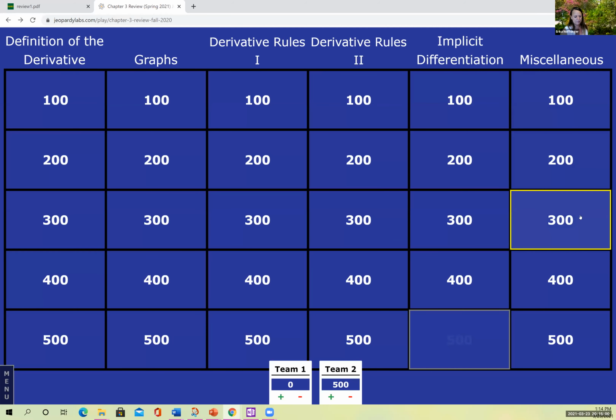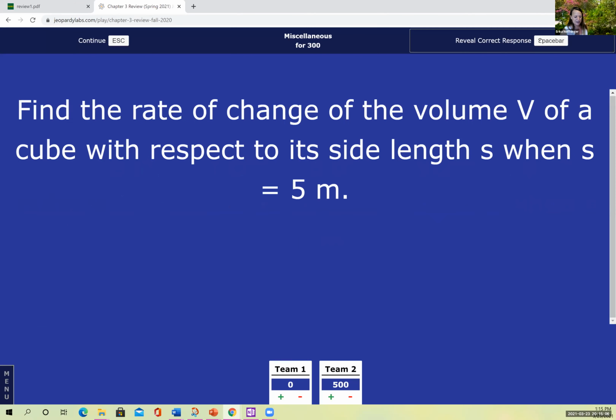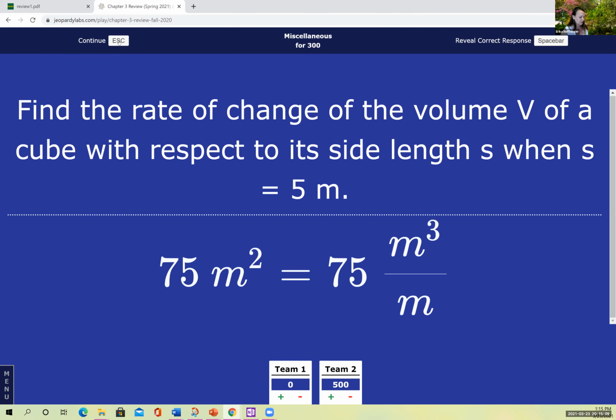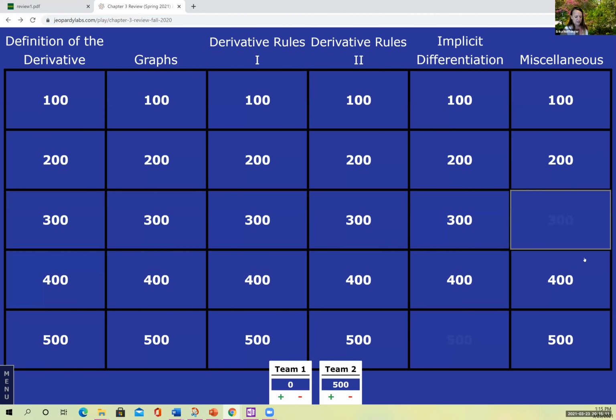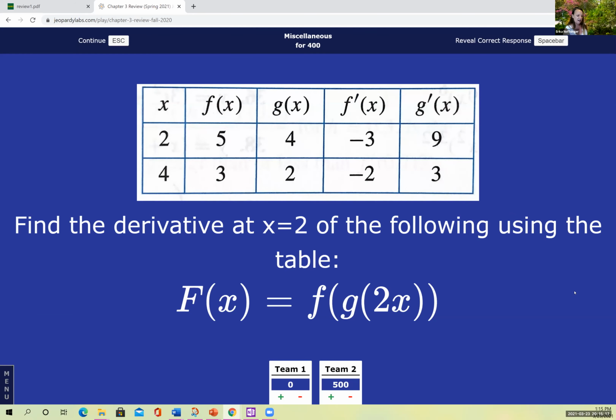Got a miscellaneous for 300. This was one that we haven't quite covered yet, so we're going to go back. Let's just jump up to 400. I believe that one you have been able to do. This is a good one.